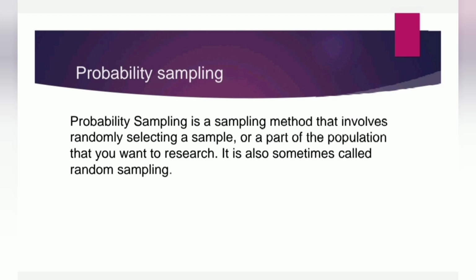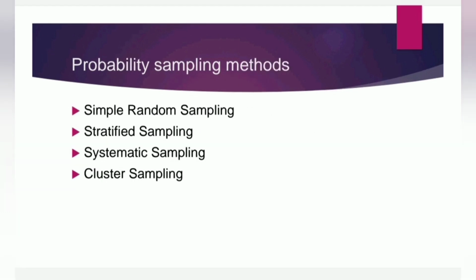Probability sampling is a sampling method that involves randomly selecting a sample, or a part of the population that you want to research. It is also sometimes called random sampling. Then, probability sampling is a technique in which the researcher chooses samples from a larger population using a method based on probability theory. Next, I am going to discuss different probability sampling methods.